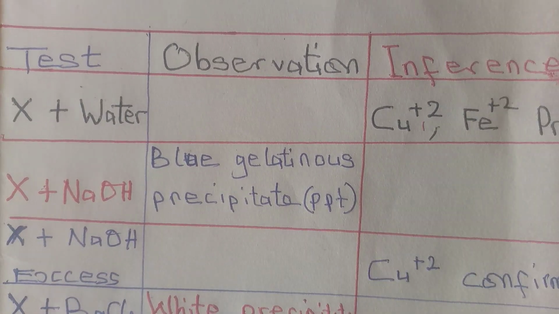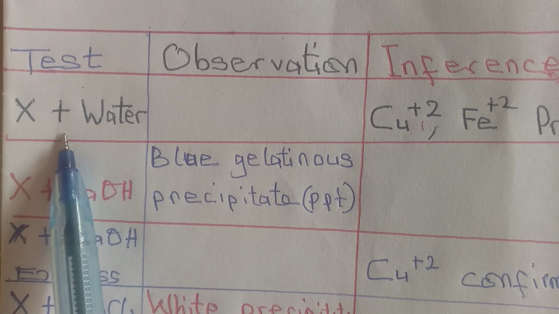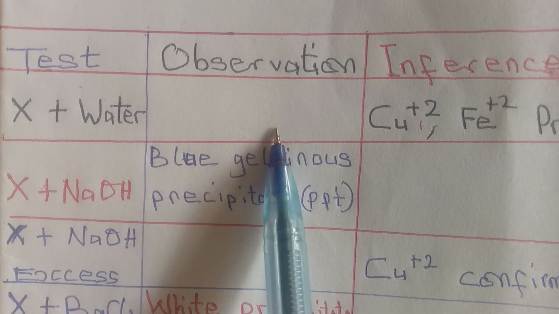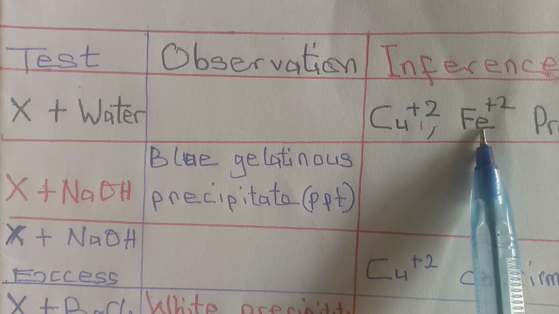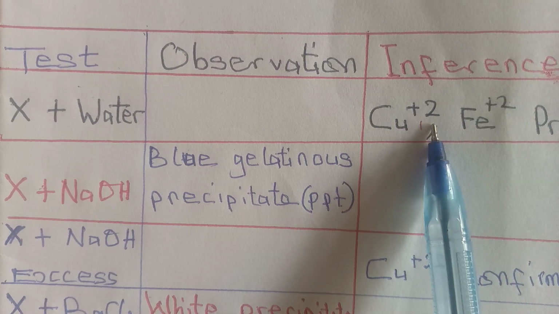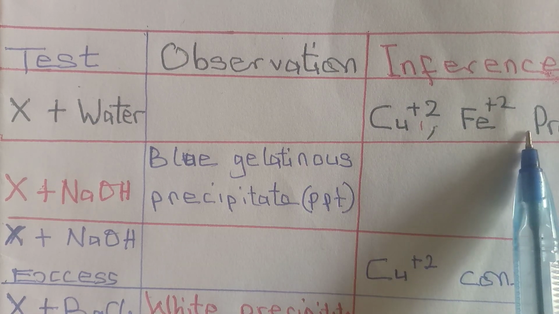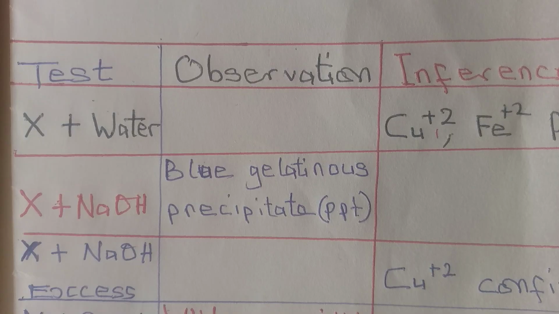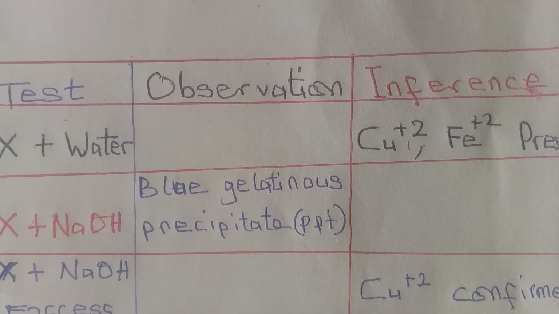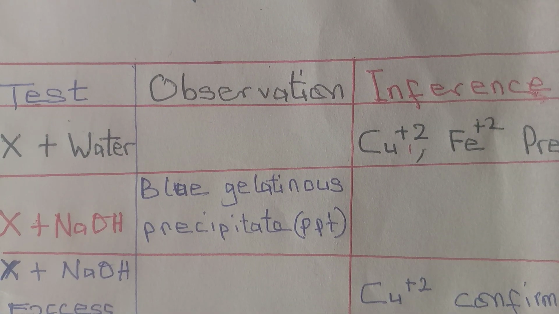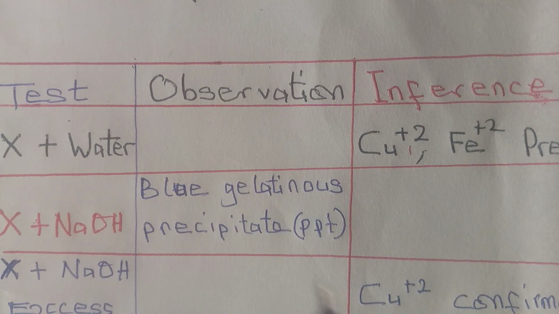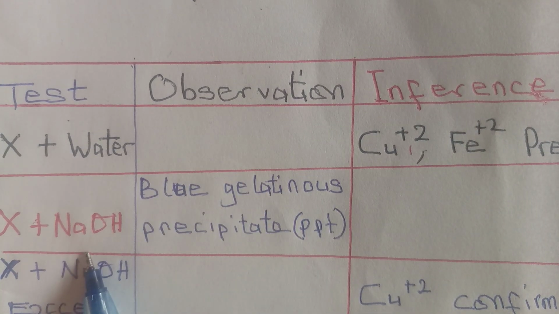Now we have substance S mixed with water. Under the observation, it was left blank, and under the inference, we were told that copper 2 ion and iron 2 ion are present. So in this case, what will you do? How will you handle this type of situation? What do you think will be under observation? Well, while you are thinking, let's take the next step.